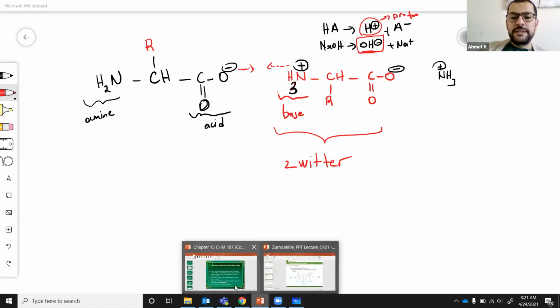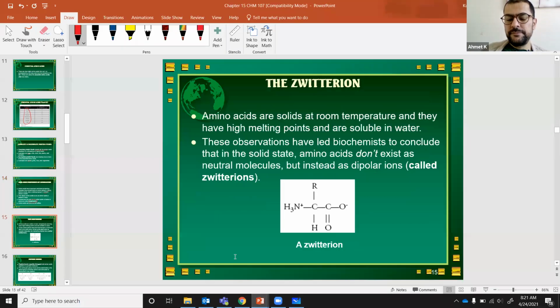Okay, let me go back to my slide again. If you have such a molecule, and I ask you to draw the zwitterion of an amino acid, then what you have to do is take away the hydrogen here. There was a hydrogen there. You have to add this hydrogen to the other side, to the amine. Make sense? So there's no hydrogen here, and you're adding that hydrogen to the amine, and then we're going to call this the zwitterion, all right?